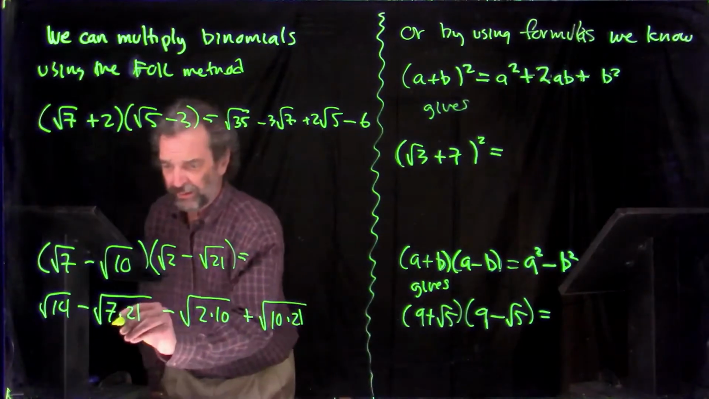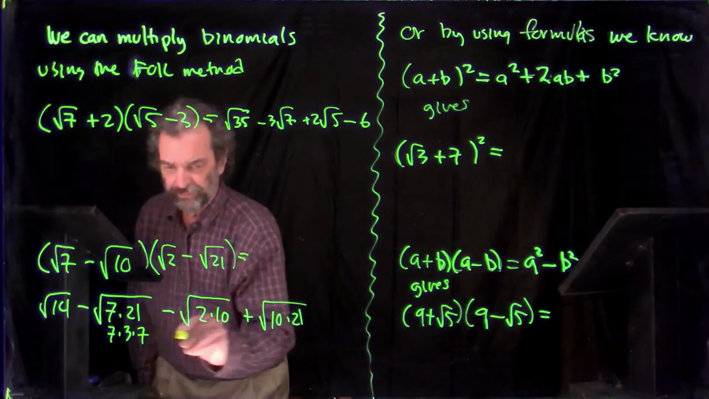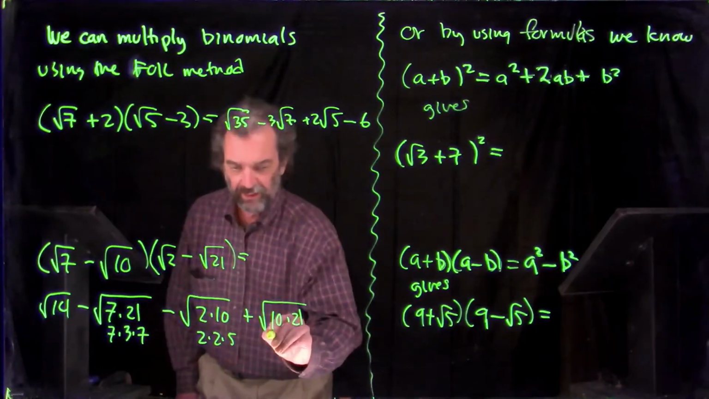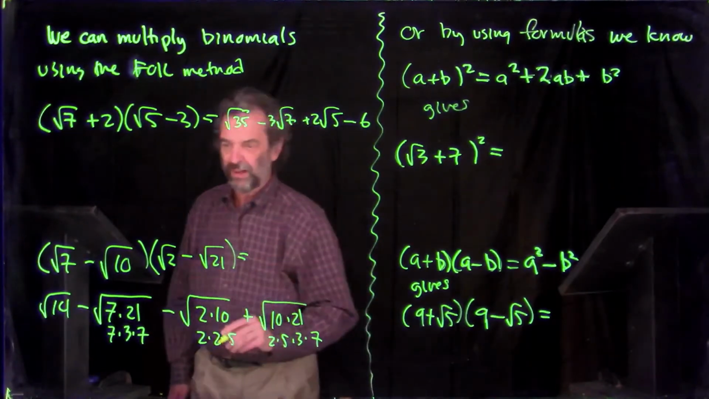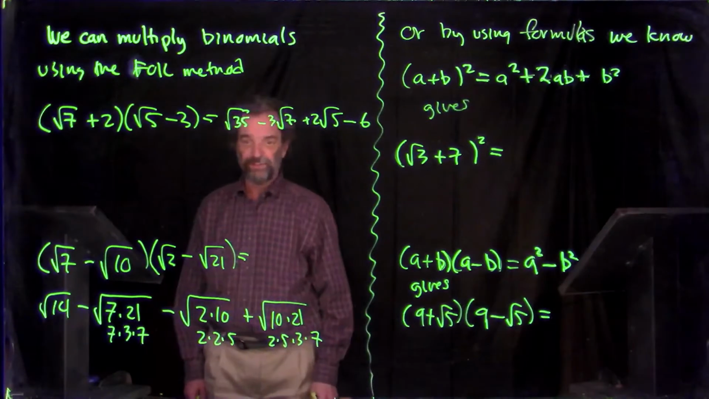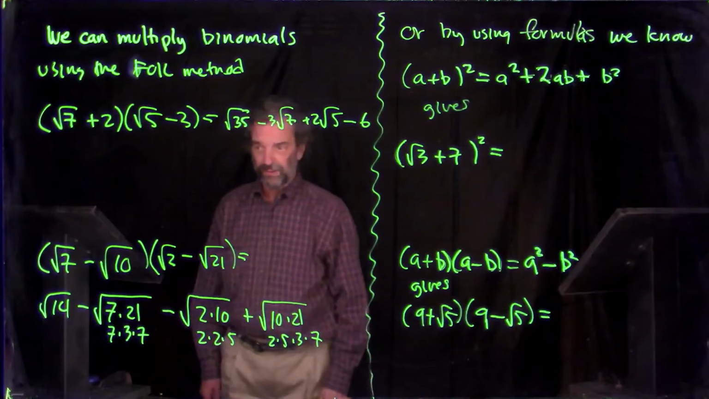So this is 7 times 3 times 7. This is 2 times 2 times 5. And that's 2 times 5 times 3 times 7. Why am I doing that? Well, if there's any perfect squares under the radical sign, I have to factor them out in front as a single factor to simplify the radicals.